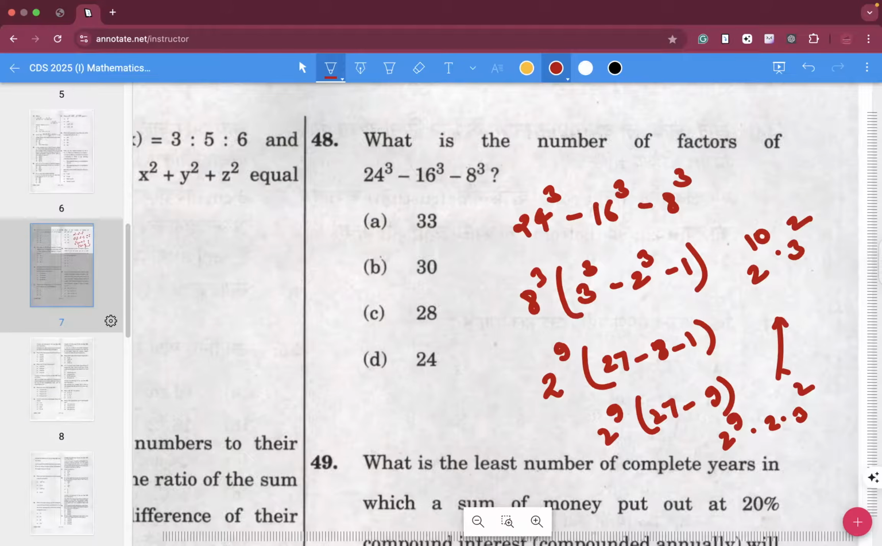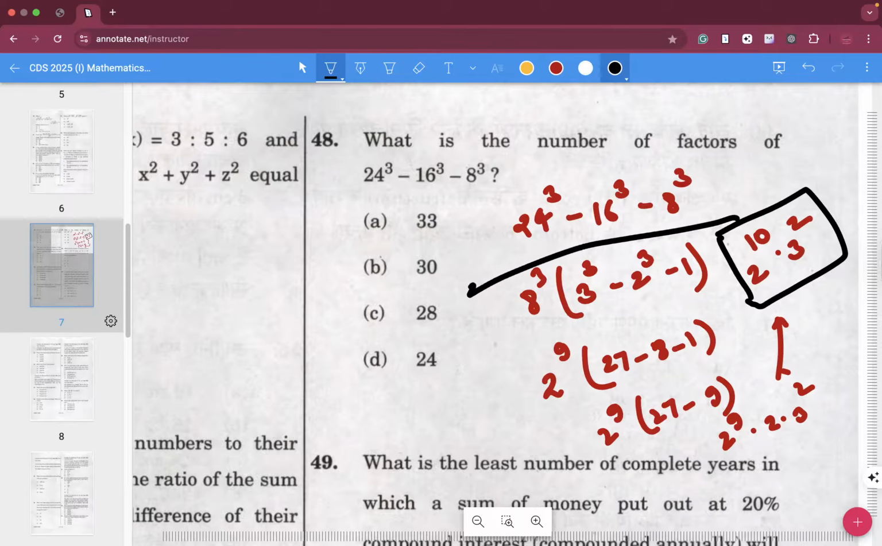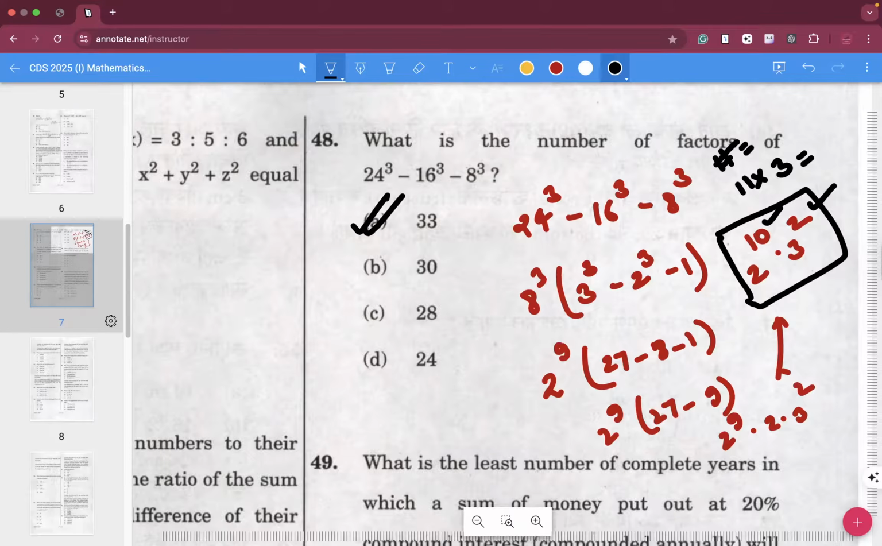If you have something like this over here, can you find out the number of factors, folks? So the number of factors in that case will be how much? N plus 1, so 10 plus 1 and 2 plus 1, 11 into 3, right? When you multiply these two, how much do you get? 33 as an answer you get over here.